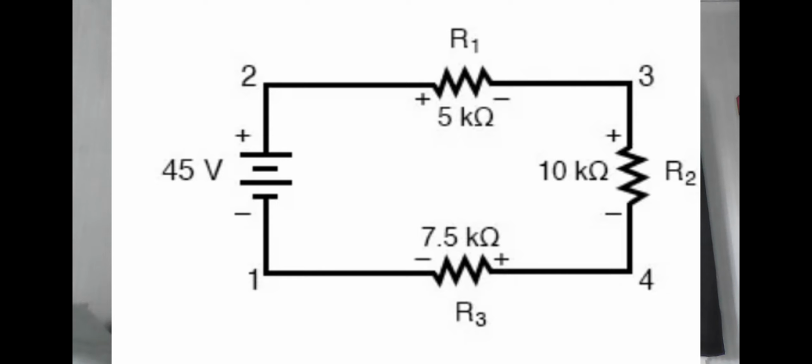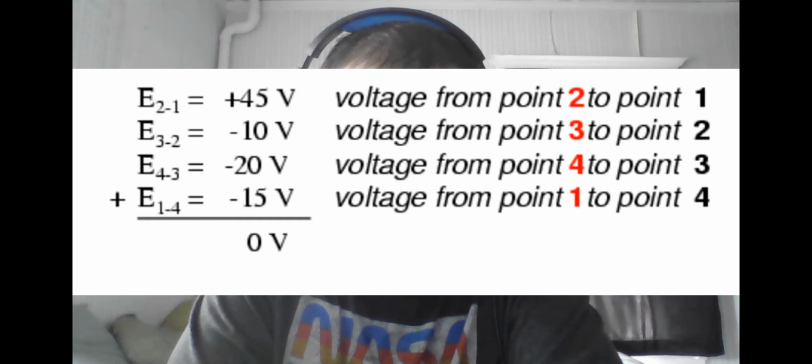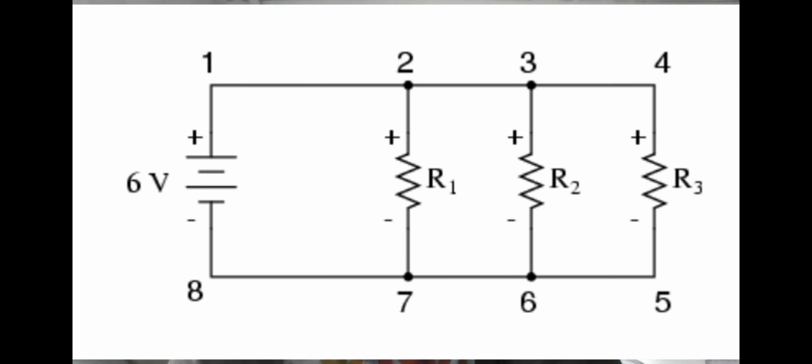For example, if we look at this simple series circuit, we see that we have positive 45 volts at the source, but we have negative voltages across each resistor because it is a voltage drop. So once we add all of these voltages individually like we would normally do for a series circuit, we conclude that the total voltage in the circuit sums up to 0 volts exactly.